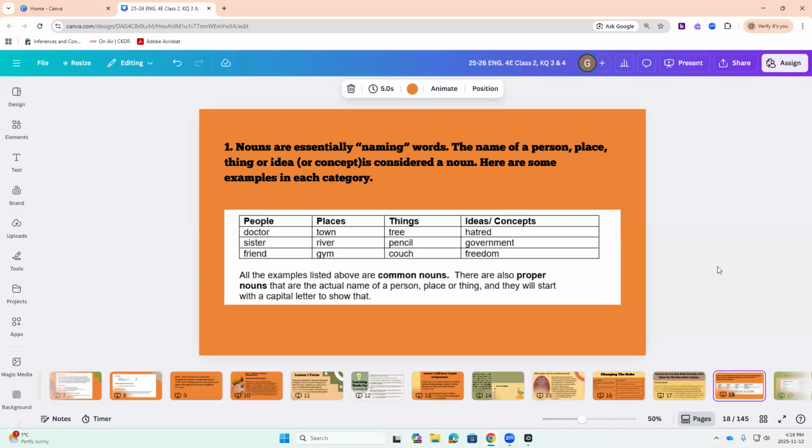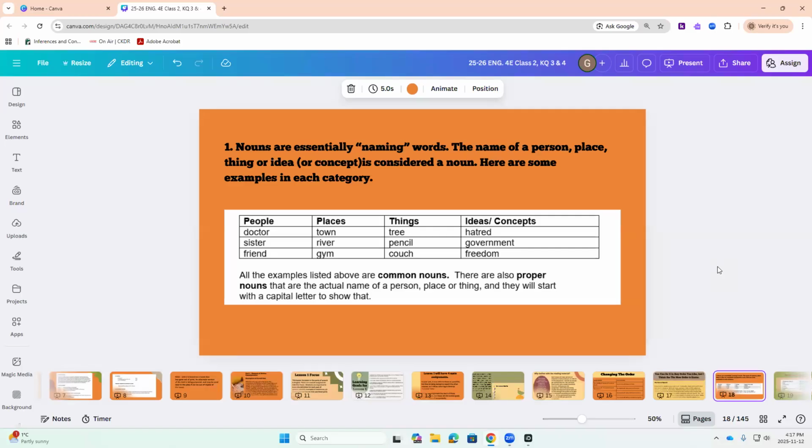People could be things like a doctor, a sister, a friend. Places: town, a river, a gym. Things: tree, pencil, couch. Animals are often included under things, which bugs some people, but dogs and cats are also considered a thing, mainly because they're not people and they're not places. So it's kind of the catch-all category. Ideas and concepts are the tricky one. Things like hatred is an idea or a concept. Government, freedom. Those are also nouns.